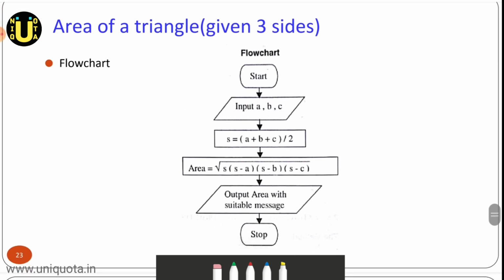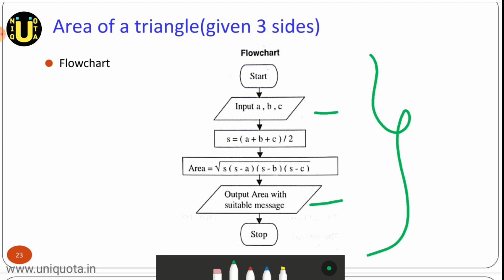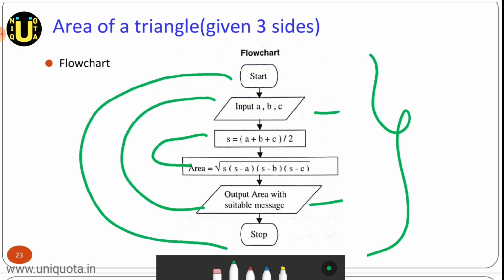So area of a triangle, you can just say they used Heron's formula here. So this is the area of a triangle. You can just pause the video and go through it so that you can get all the information in here. Input, output, again processes, these are input outputs, start and end.